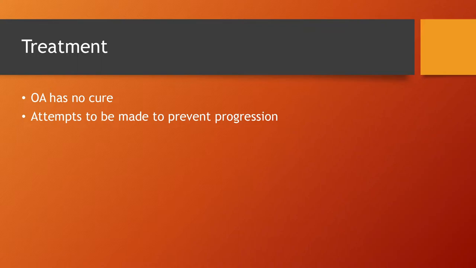Now let's talk about the treatment. Basically osteoarthritis has no cure. There is just no cure till now for osteoarthritis. What we can do is attempt to prevent its progression. Whatever cartilage is gone, it's gone. You cannot regenerate it, but you can prevent it from degrading further, and you can do other things to minimize the pain. But till now there is no cure for osteoarthritis which has been developed.